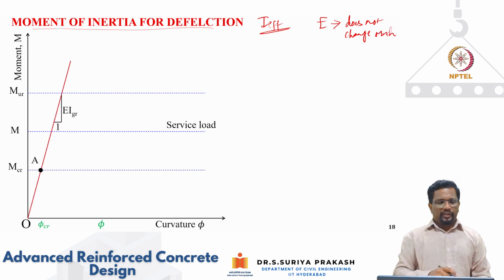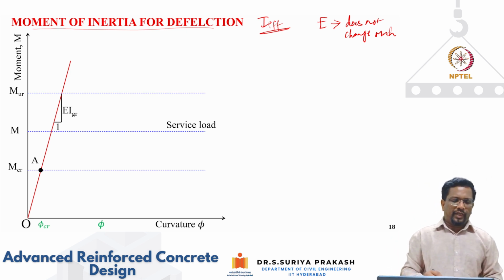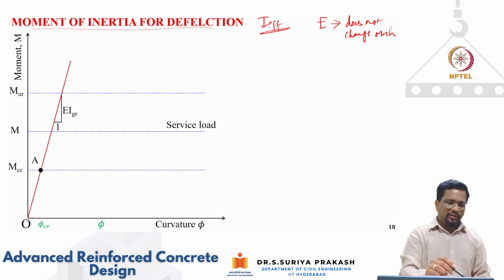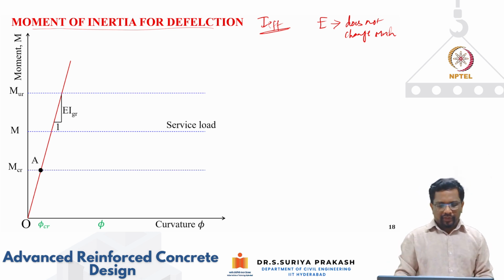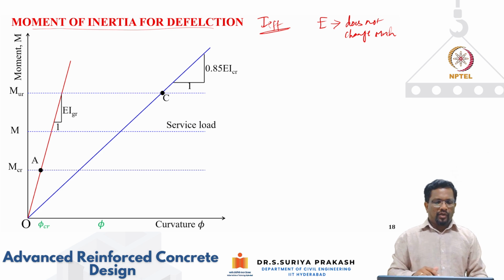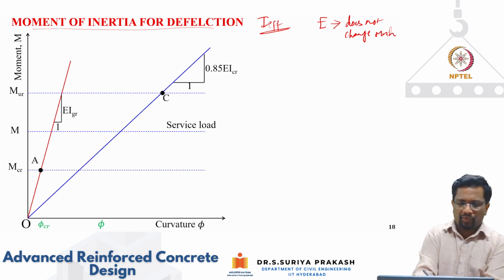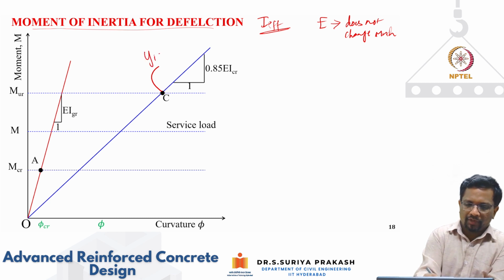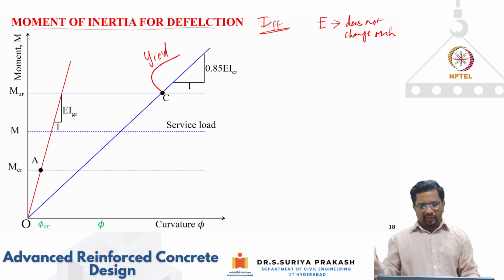So let's say if I'm looking at point A, I have the flexural rigidity of E and I gross, and E is not going to change. Now, when the moment is equal to yielding, which is point C, this is your yield point. That means the longitudinal reinforcement on the tension side has yielded, right?